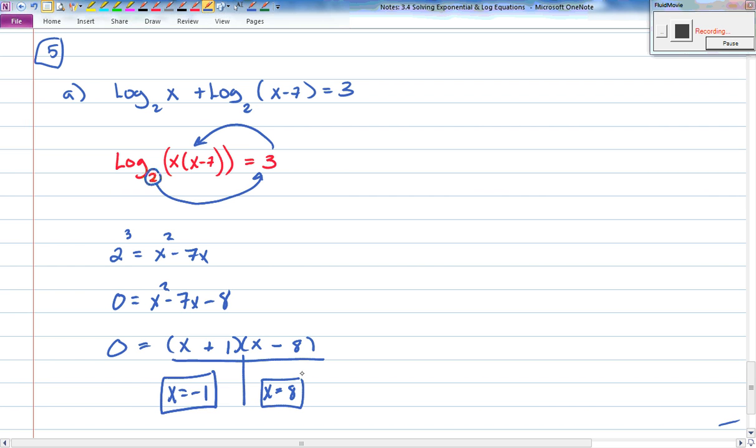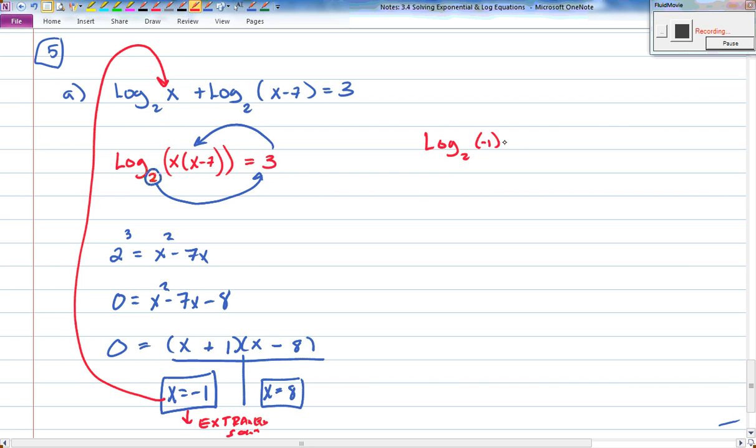All right, now here's where the thinking comes into play. It turns out negative 1 is what we call an extraneous solution. You don't need to know what we call it. All you got to realize is that when you plug a negative 1 back in for x, and we try and evaluate log base 2 of negative 1, we get a domain error.